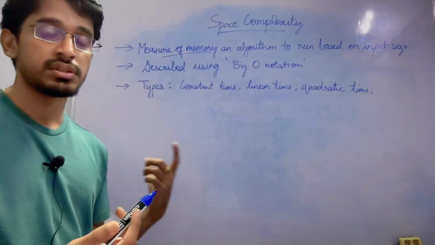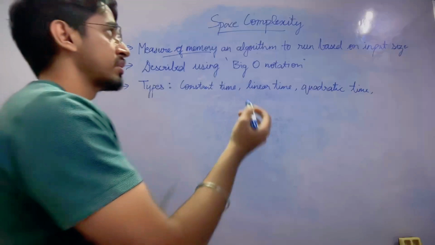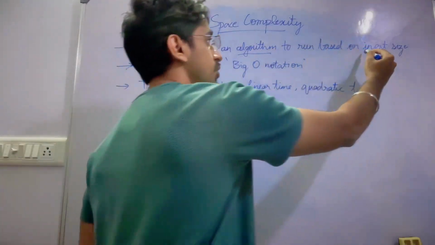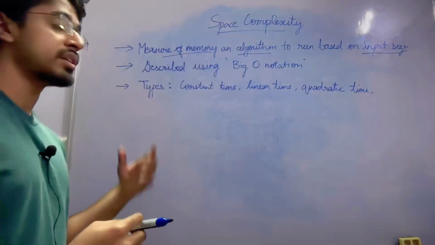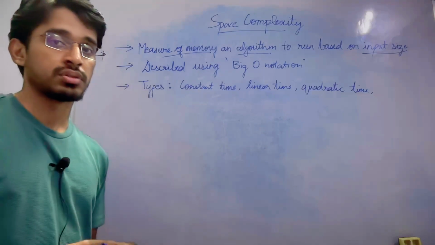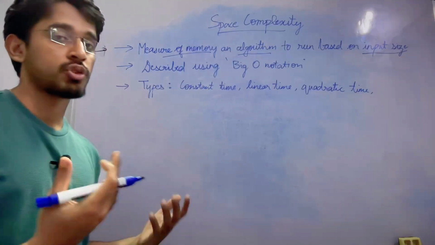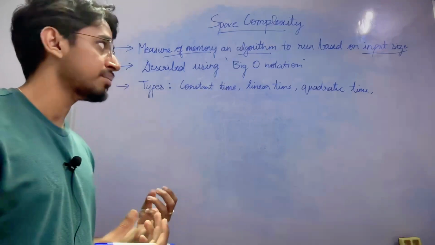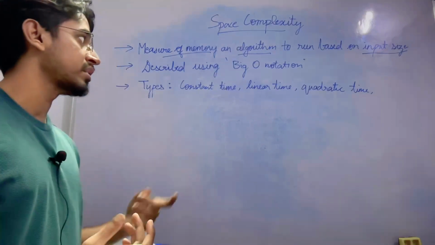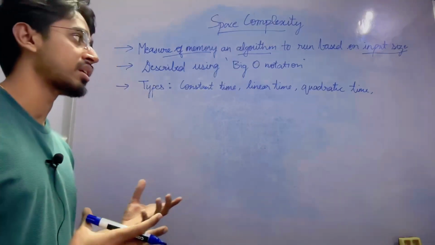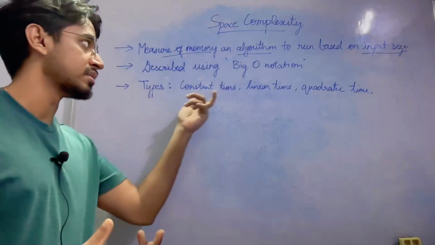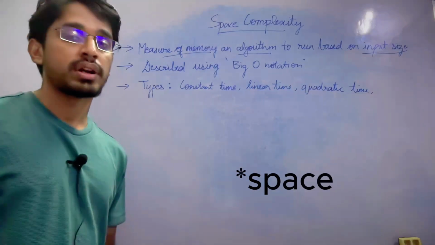So that's the only difference between time and space: an algorithm or a function based on the input size, okay. And this is also going to be denoted as O of n, okay. So the space complexity and time complexity, there's no difference in them. We just need to understand the types over here. The types over here are of course the same, that is constant, linear, and quadratic.